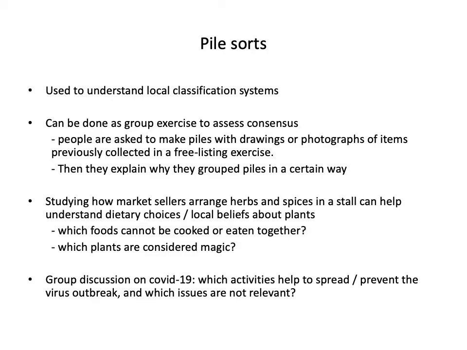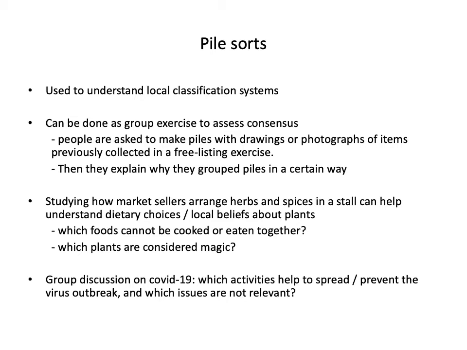Pile sorts are used to understand local classification systems. They can be done as a group exercise to assess consensus. People are asked to make piles with drawings or photographs of maybe living plants or plant samples, or other items that are previously collected, maybe in a free listing exercise.